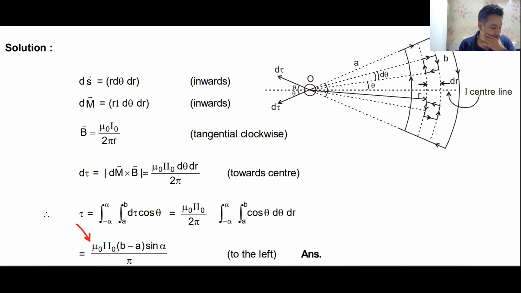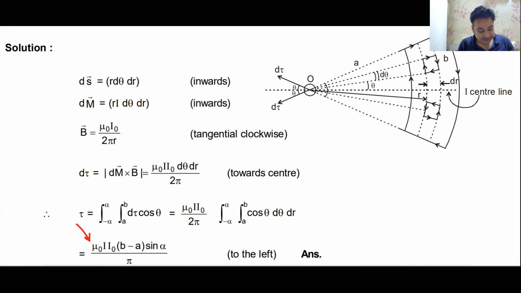Mu naught I naught into (b minus a) into sine alpha by pi. Did you not get this answer? Okay. How have you done this? Now, how this is solved here in this sheet is not the way that I would have solved this.